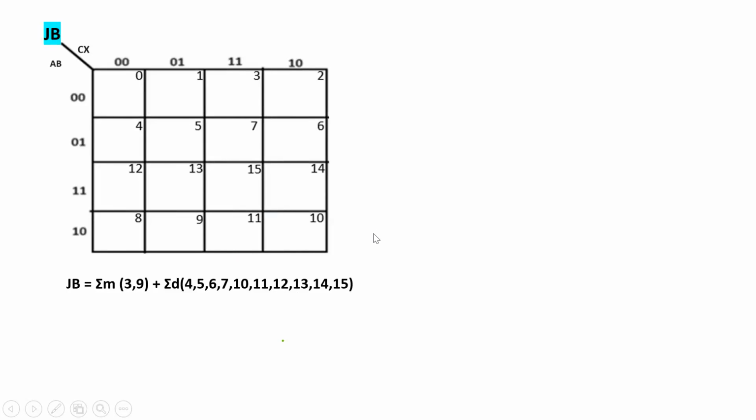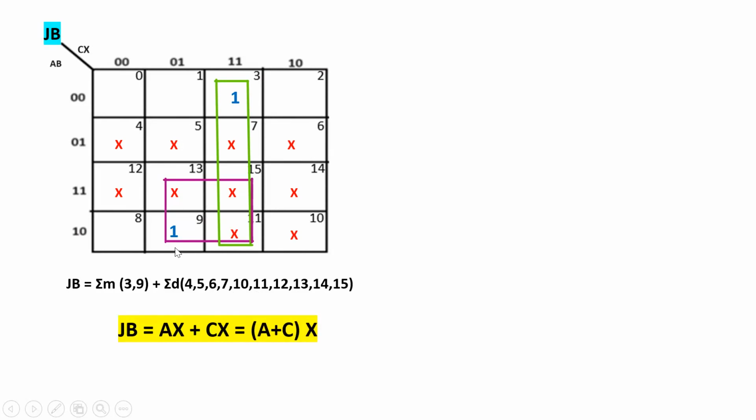For JB, you should place the ones and don't cares and then make groups. Here you can see this is the first group and this is the second group. For this first group, you should write the product term as AX. This group lies in A in these 2 rows and in these 2 columns. Here A is common and in these 2 columns X is common, so AX. For the second group, this group lies in these 4 rows, so AB should be skipped, and it lies in the third column, so its equivalent product is CX. Therefore, it should be written as A plus C into X.